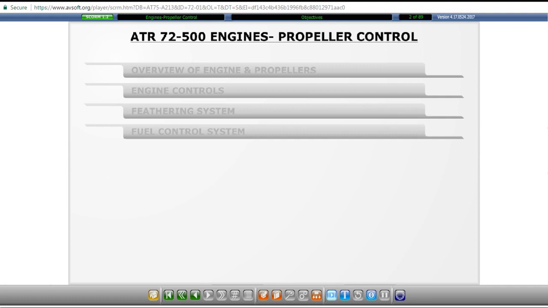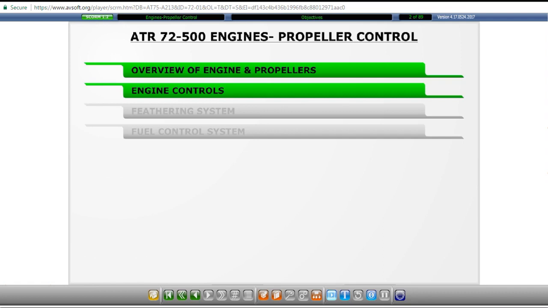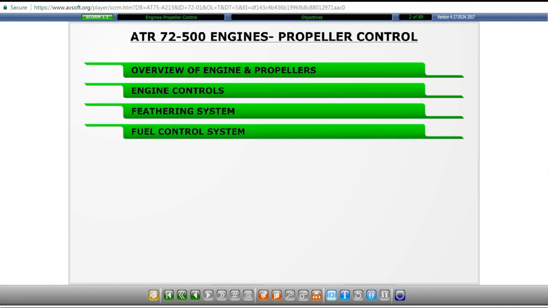In this module, we will look at the power plant and propellers of the ATR. We will start out with an overview of the engine and propellers. Next, we will look at the engine controls and the feathering system. Finally, we will review the fuel control system.